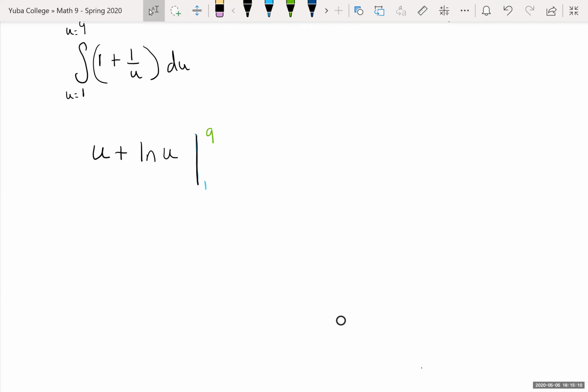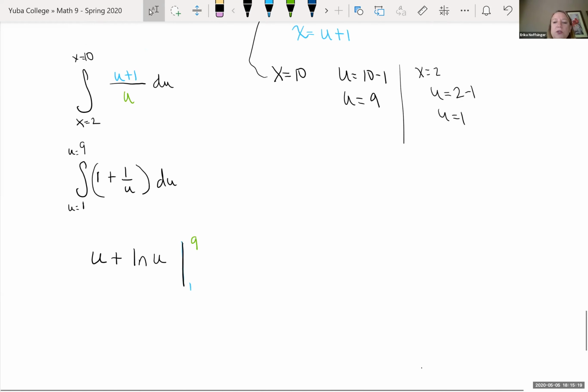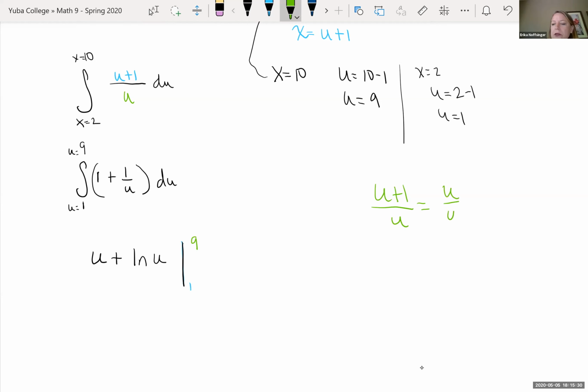I'm just curious how you got the 1 plus 1 over u parentheses. Yeah, so it's from this u plus 1 all over u. Notice that we can split this up. Because I have a single term in the denominator, I can break this up as u over u plus 1 over u, right? If I have a common denominator. Okay, I got it. Sometimes it's hard to see it, so thank you for asking. Any other questions?